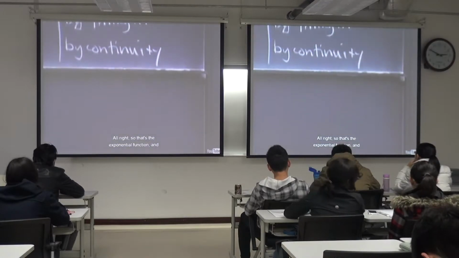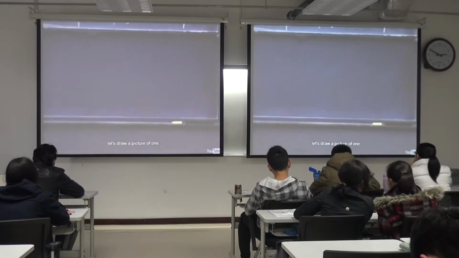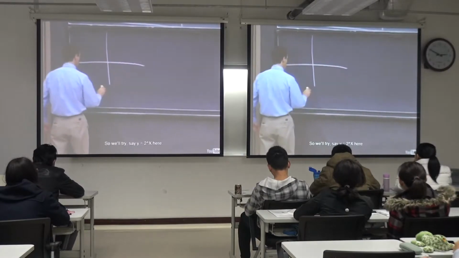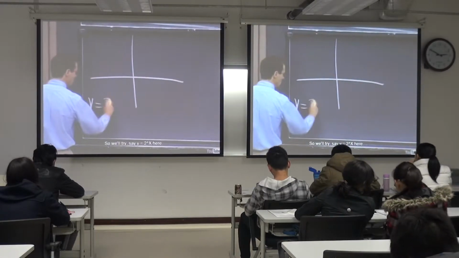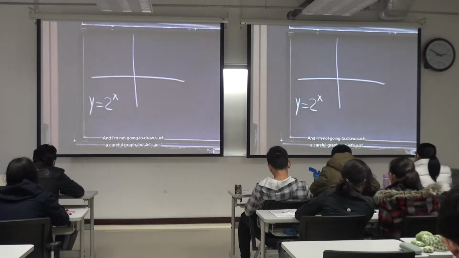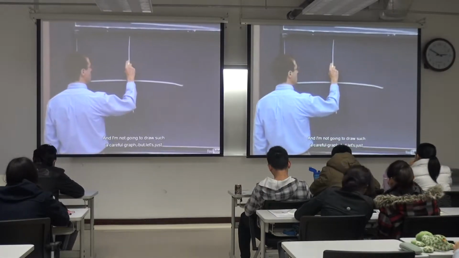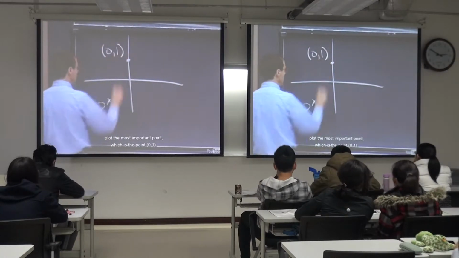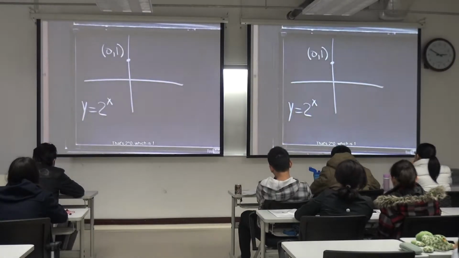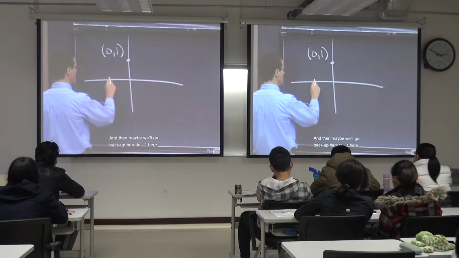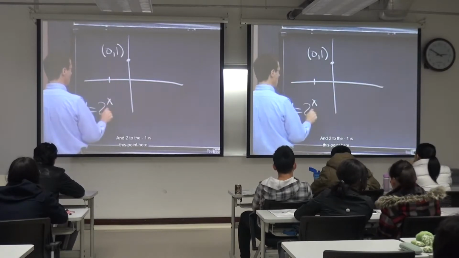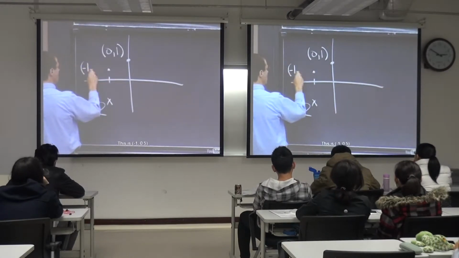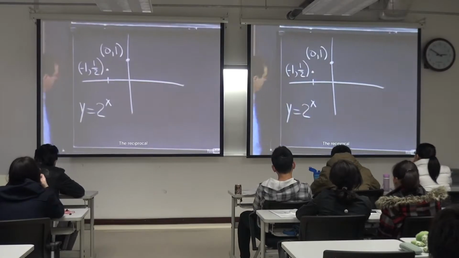All right, so that's the exponential function, and let's draw a picture of one. So we'll try, say, y is equal to 2 to the x here. I'm not going to draw such a careful graph, but let's just plot the most important point, which is the point 0, 1. That's 2 to the 0, which is 1. And then maybe we'll go back up here to minus 1 here. And 2 to the minus 1 is this point here. This is minus 1, 1/2, the reciprocal.